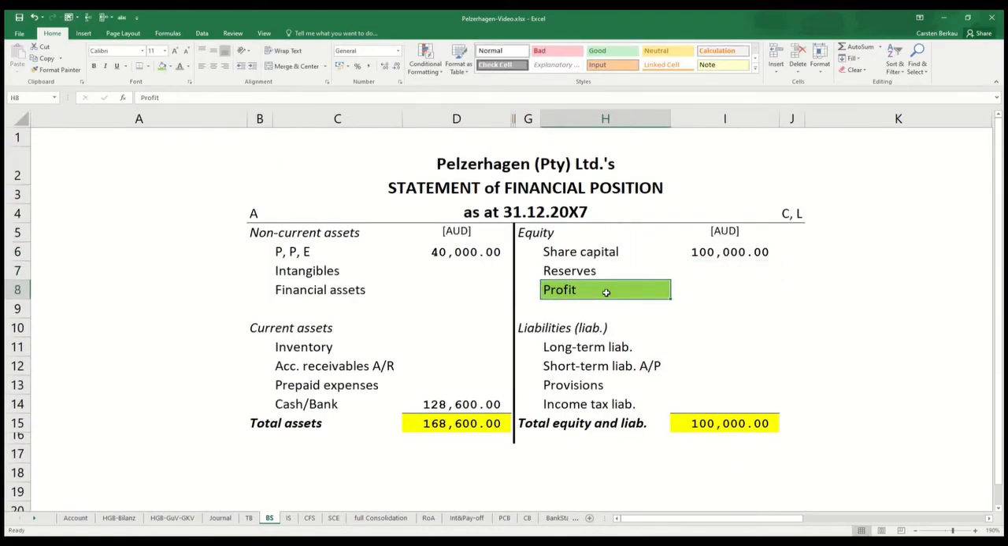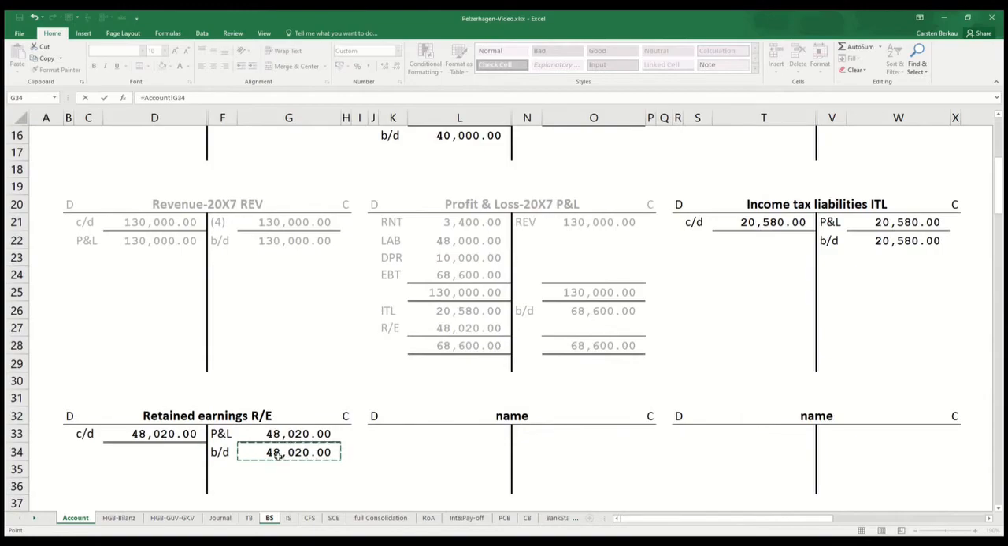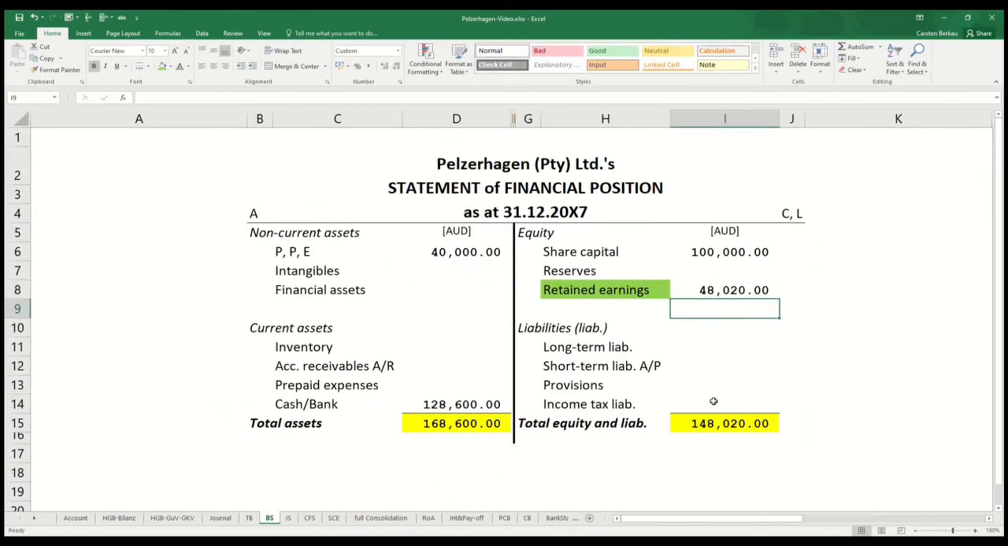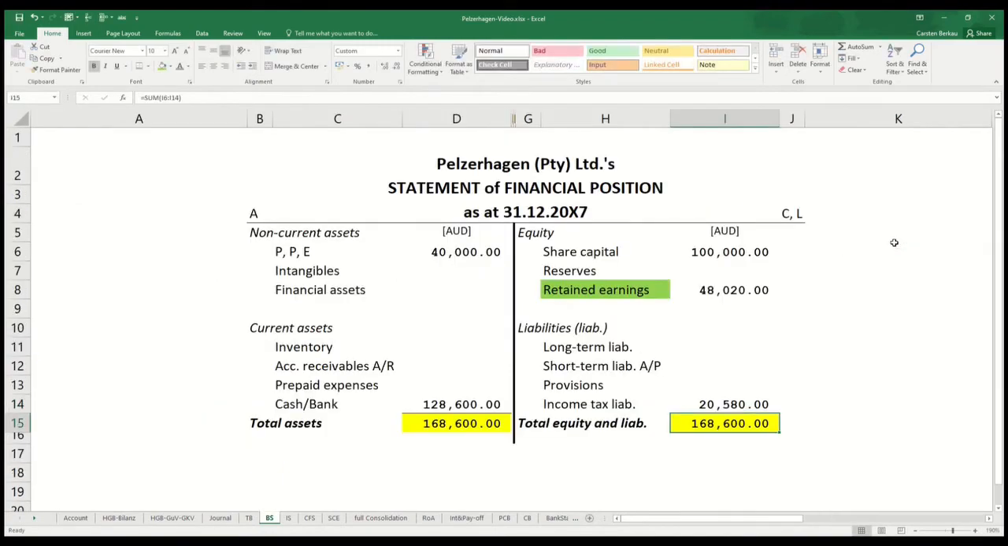Now the share capital, we get it from our account worksheet, is 100,000. With regard to the profit, I can now write retained earnings. The amount is taken from the account. The amount is positive as the company made a profit. And we got the income tax liabilities. So the income tax liabilities will be to the extent of the 20,580. Now as we can see instantly, the accounting equation is fulfilled. Both sides will show me the same amount, and so we are happy that the accounting equation has been fulfilled. That means that most likely we calculated correctly.